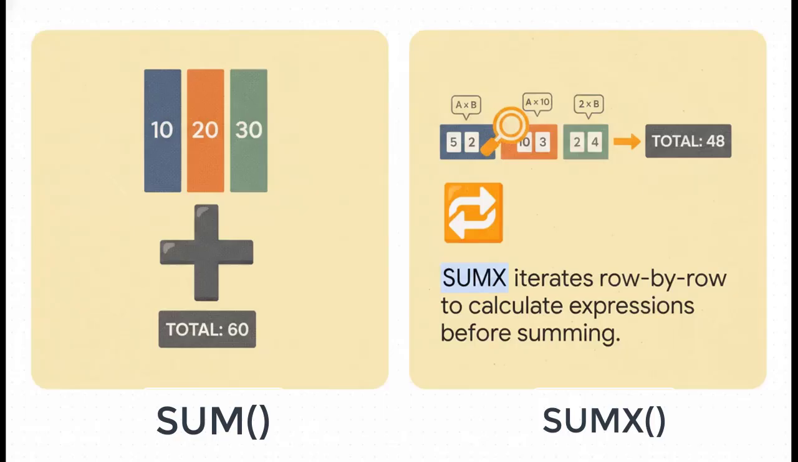And to truly write pro-level DAX measures, you've got to know when to use a simple aggregation versus an iterating function. Take SUM and SUMX, for example. SUM is totally straightforward. It just adds up all the values in one single existing column. But SUMX, that's an iterator function. It's incredibly flexible because it actually goes through a table row by row, calculates a brand new expression, like multiplying a quantity column by a price column on every single row, and only then does it add up the total results.